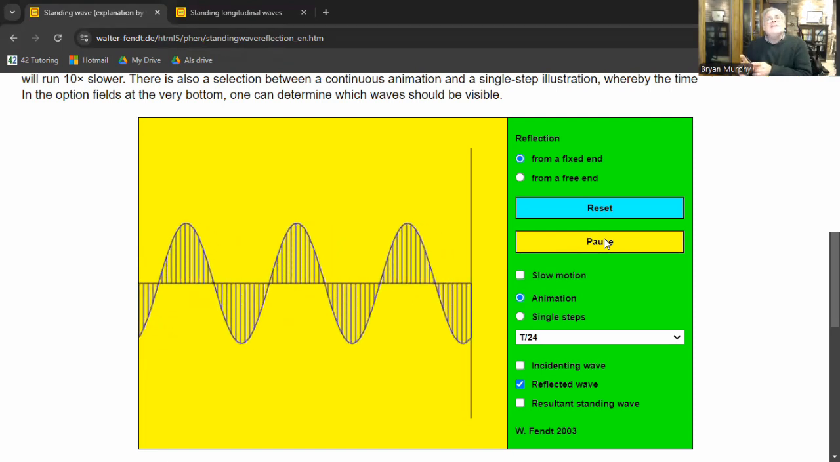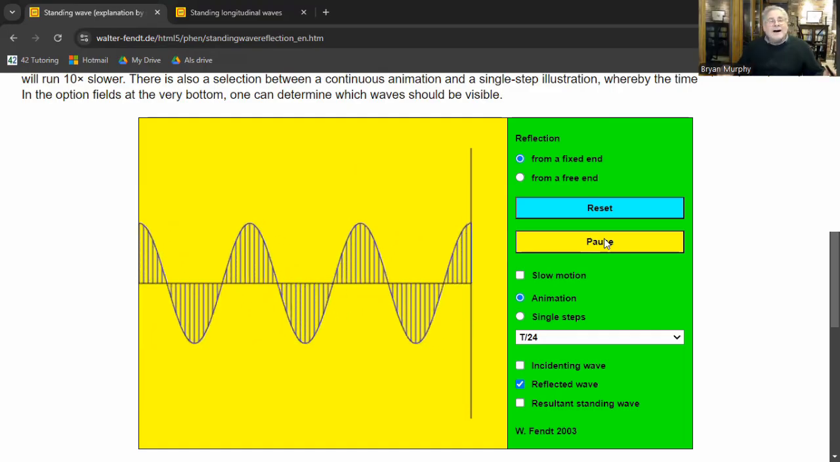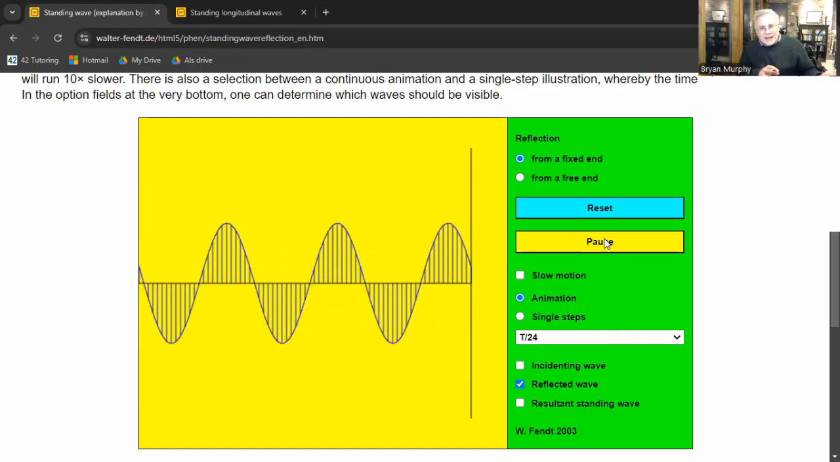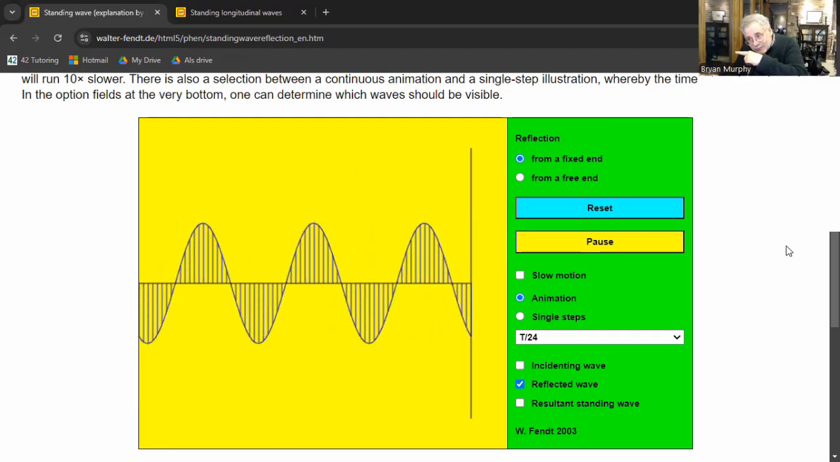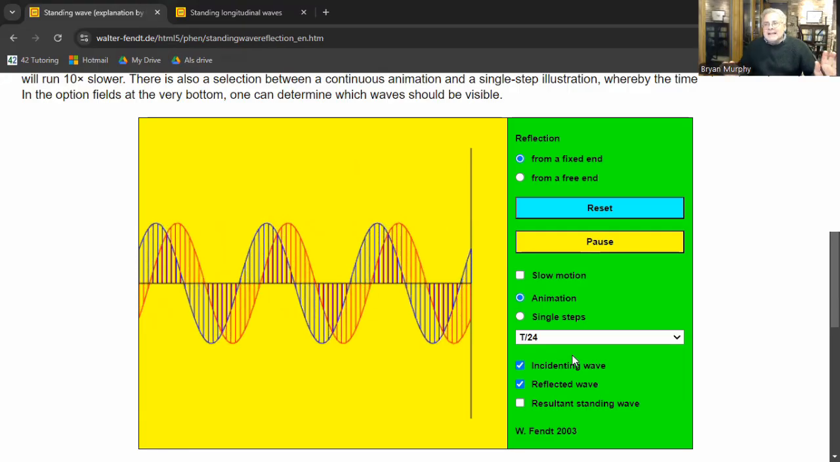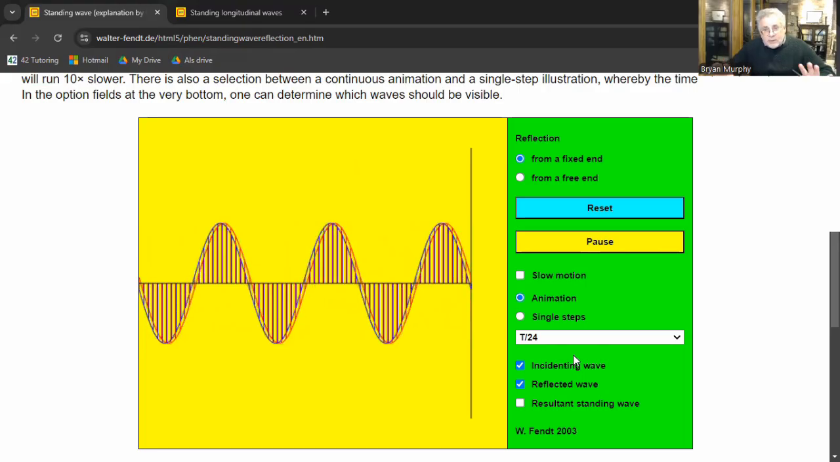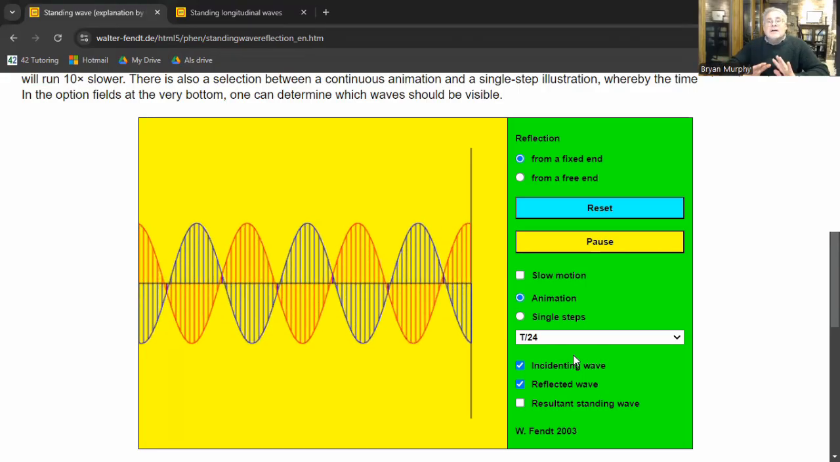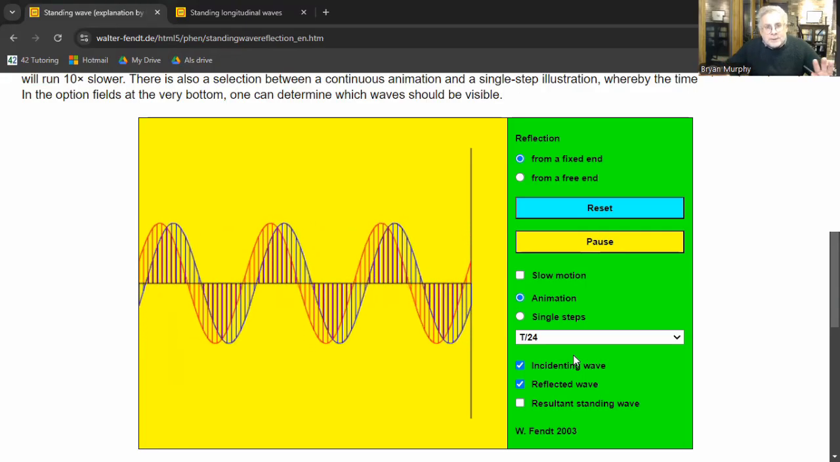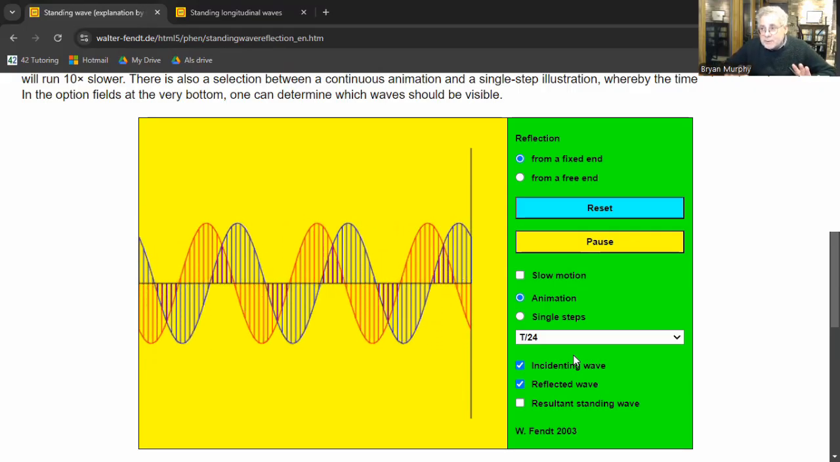So I'm going to click the incident wave, the red one going to the right, and the reflected wave going to the left. Now, that is what's happening in the medium. Both waves, they are identical waves passing in the same medium in opposite directions. Now, something weird happens.